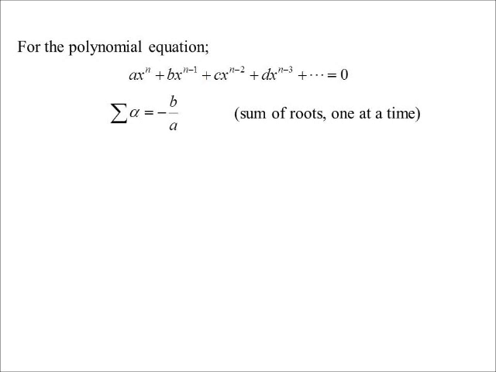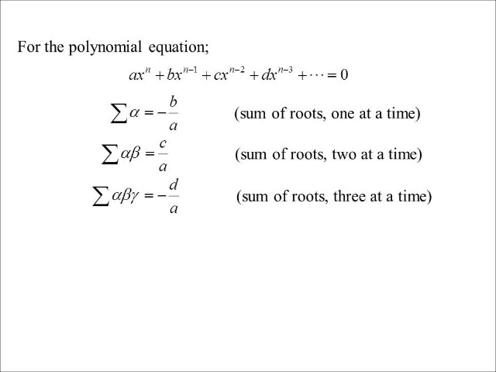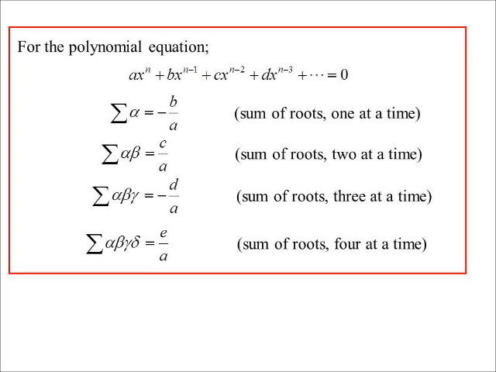So the sum of the roots 2 at a time will always be c on a. Sum of the roots 3 at a time will always be minus d on a. Sum of the roots 4 at a time will always be e on a. I didn't bother keep going from that. But 5 at a time would then be minus f on a. 6 at a time would be g on a, and so on. So that pattern just keeps going.